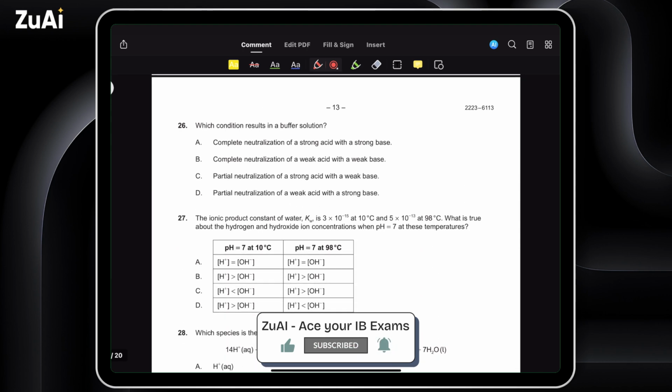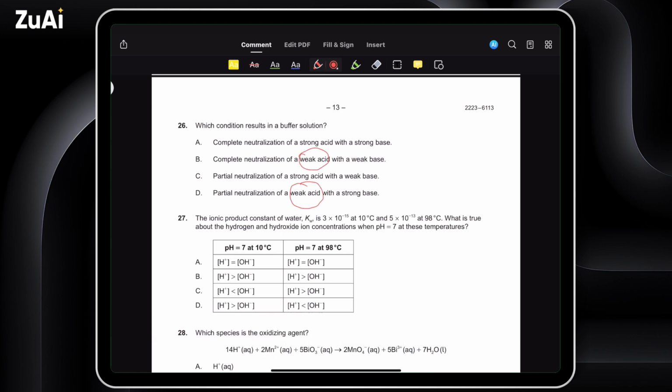What condition results in a buffer solution? So buffer is of a weak acid, it is not of a strong acid. So weak acid and its conjugate salt, which is a strong base.